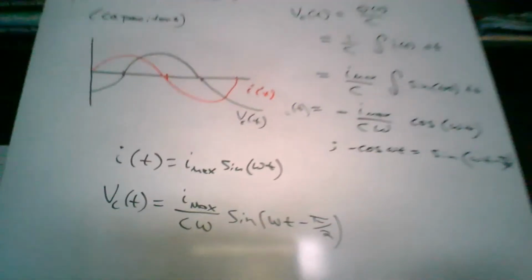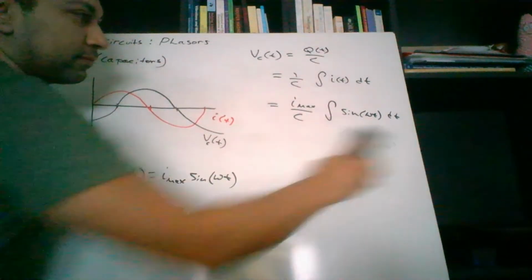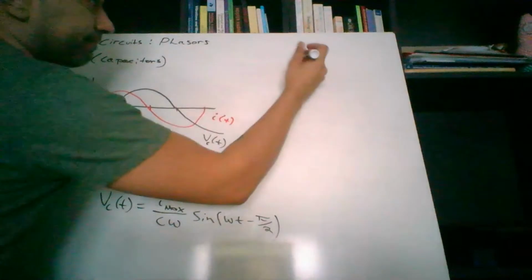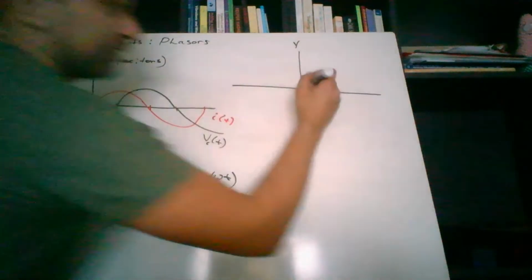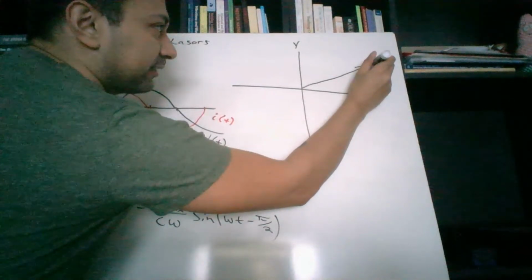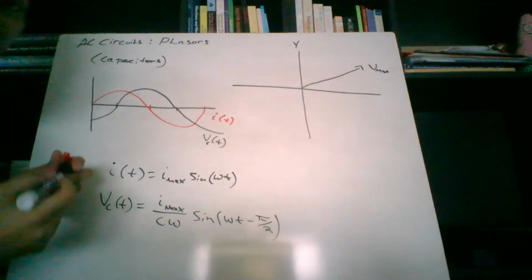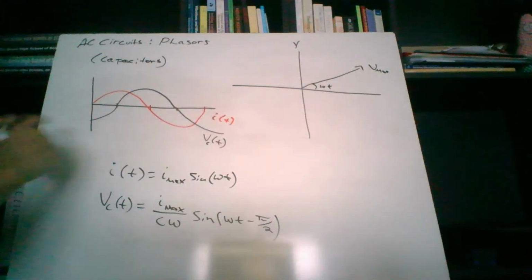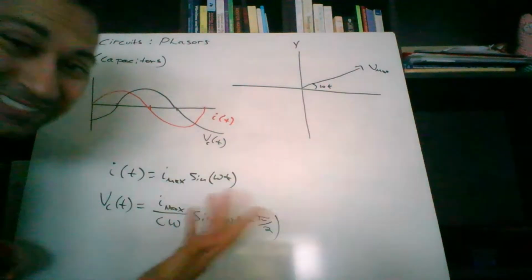What does that look like on our phasor diagrams? It'll look something like this. Let's say this is the y-axis, the one that's important. Let's say the voltage of the capacitor is right here. This is the voltage of the capacitor, maximum. The current, and this is omega t, the current is 90 degrees ahead of the voltage. The voltage lags 90 degrees.